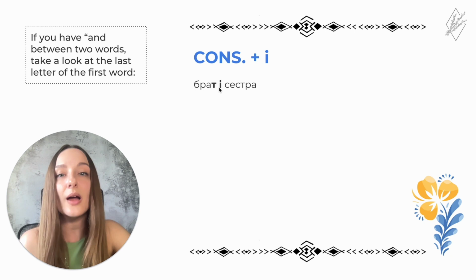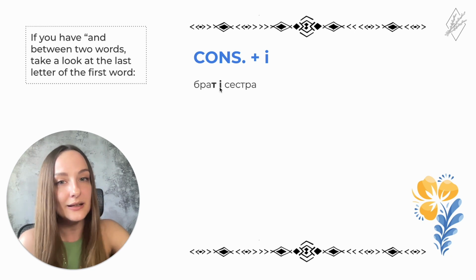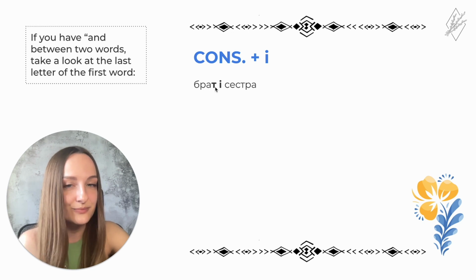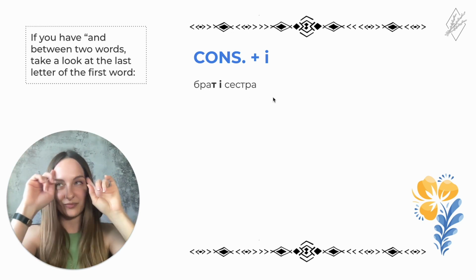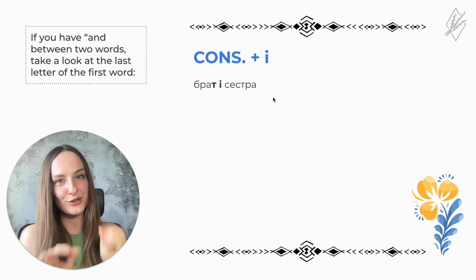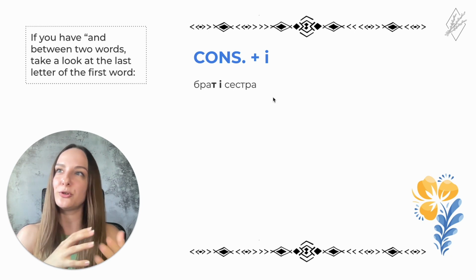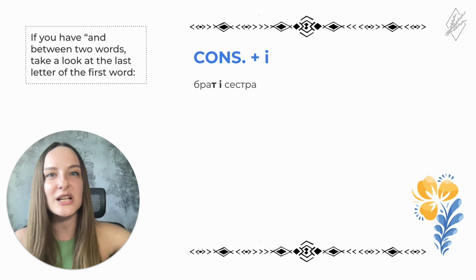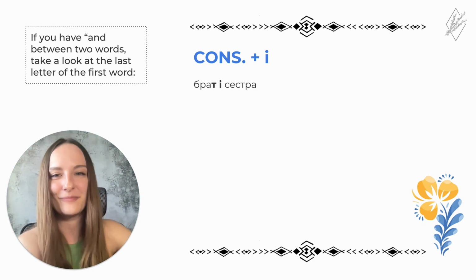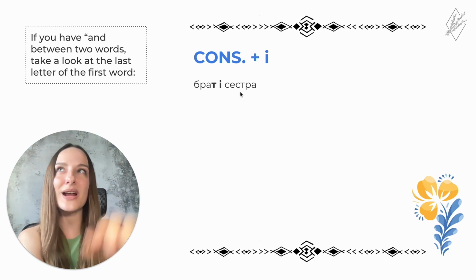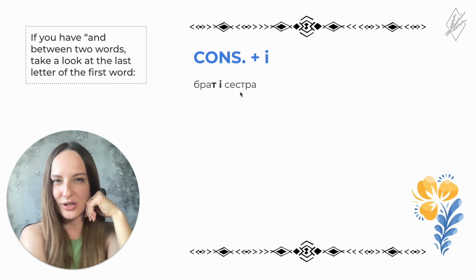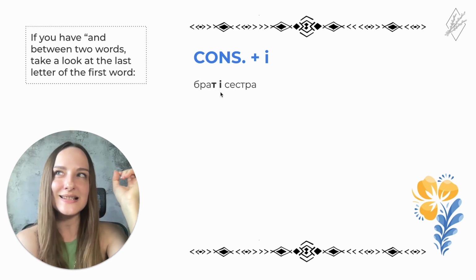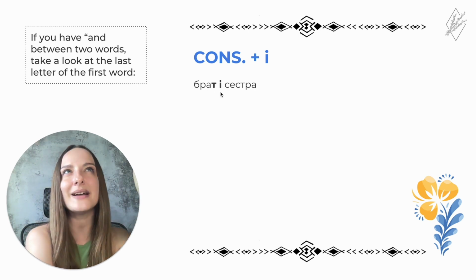So here I will write the letter і, because previously I had a consonant, right? Брат і сестра. And here is an important moment that normally people don't pay attention to, but it really helps you to sound like a native. When I say "брат і сестра", what sound do you hear? Брат і сестра.